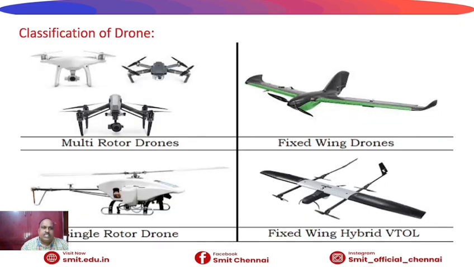So these are the classification of drones. As I said, there are multi-rotor drones, which have multiple rotors as well as impeller blades, and fixed wing drones, which have a fixed wing in the front. We can see here the fixed wing drones, single rotor drones, and fixed wing hybrid drones.